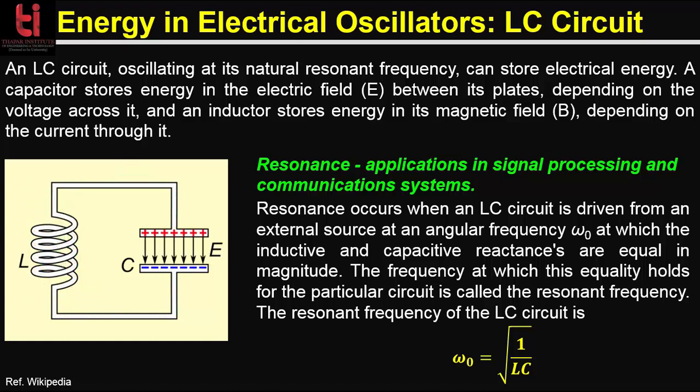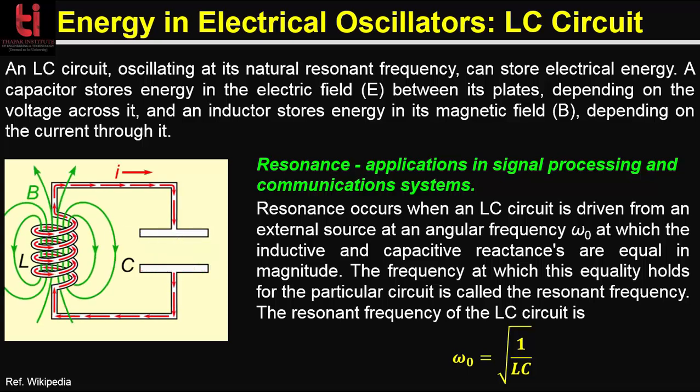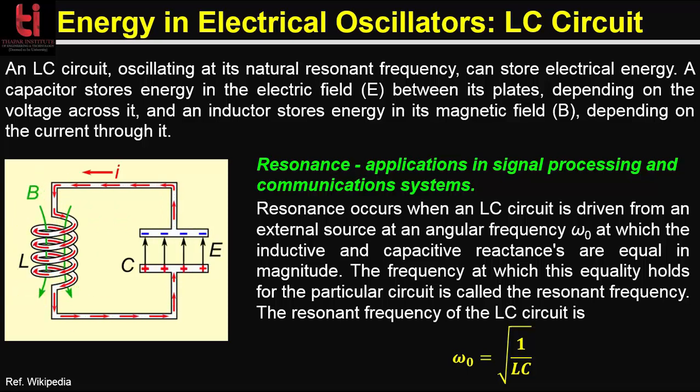So you can see this animation. A capacitor stores energy in the electric field between its plates, depending on the voltage across it, and an inductor stores energy in its magnetic field depending on the current through it. If an inductor is connected across a charged capacitor, the voltage across the capacitor will drive a current through the inductor, building up a magnetic field around it. The voltage across the capacitor falls to 0 as the charge is used up by the current flow. At this point, the energy stored in the coil's magnetic field induces a voltage across the coil.